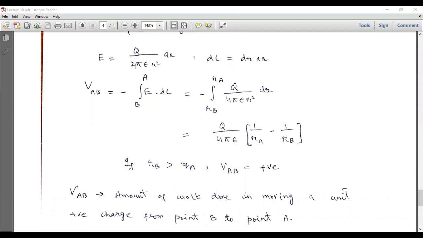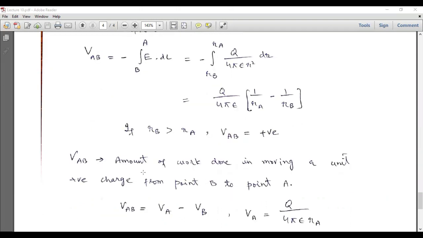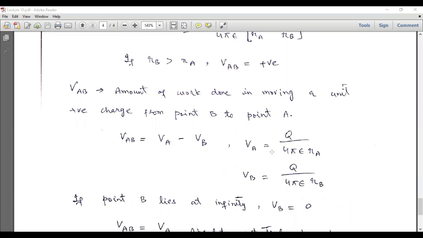If RB is greater than RA, then VAB will be positive, and VAB is the amount of work done in moving a unit positive charge from point B to point A, and VAB is equal to VA minus VB. So Q over 4 pi epsilon RA is equal to VA, and Q over 4 pi epsilon RB is equal to VB. So both are written over here, and if point B lies at infinity, VB is equal to 0. So if we assume that this point B lies at infinity, then RB will be equal to infinity and VB will be equal to 0.